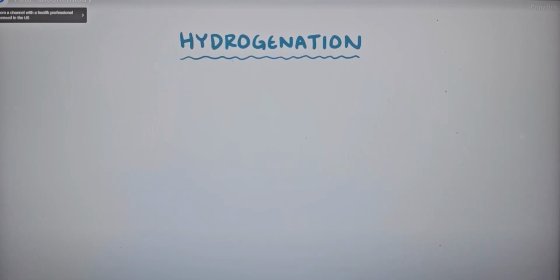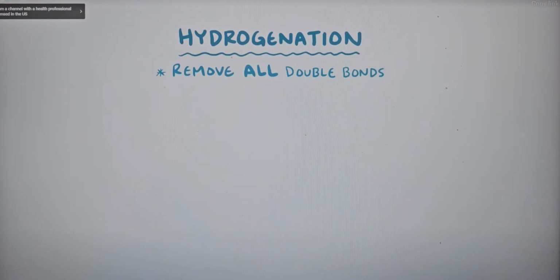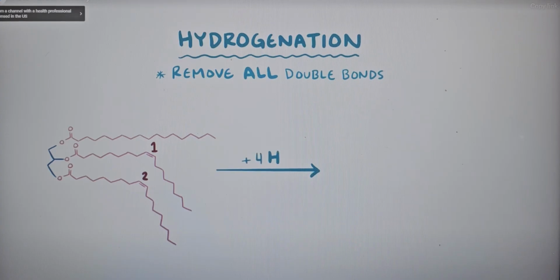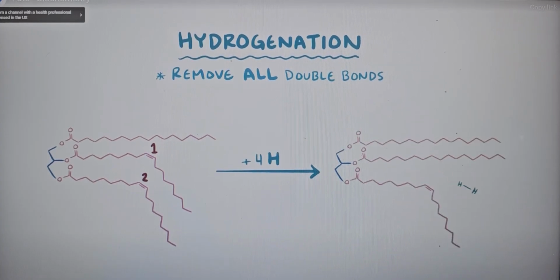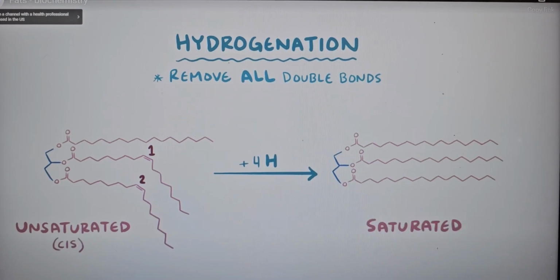In just plain old hydrogenation, hydrogens are added to cis fats to get rid of all of the double bonds. So let's say that you've got this triglyceride, and it has a total of 2 double bonds. So in this case, we'd add 4 hydrogens, 2 for each double bond. That turns the unsaturated fatty acids with cis double bonds into saturated fatty acids.